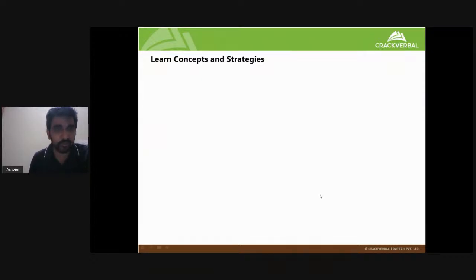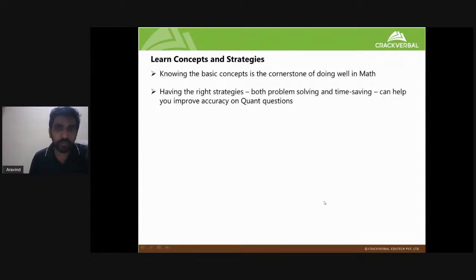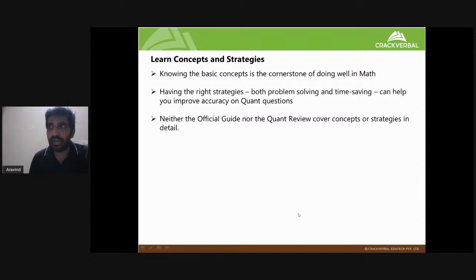So if you want to learn concepts and strategies and have somebody to guide you, understand that the official guide and the quant review will not suffice because they don't cover concepts or strategies. That's not done in the official guide and the quant review. They are just a storehouse of official questions, and they just introduce you to certain important points that you need to know with respect to GMAT Quant. That's all they do. They don't teach you concepts and strategies.